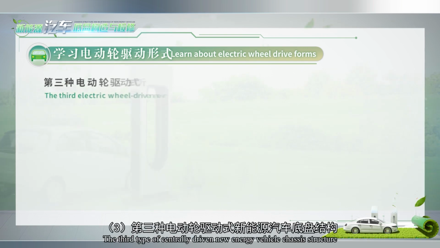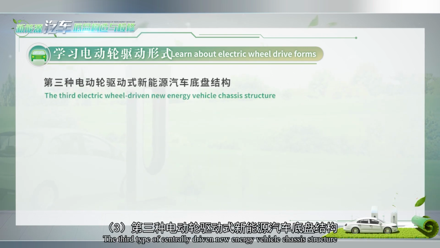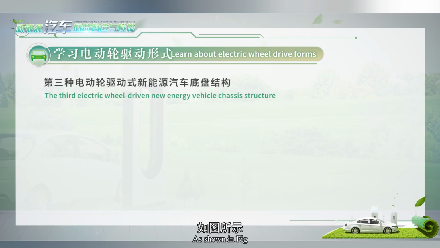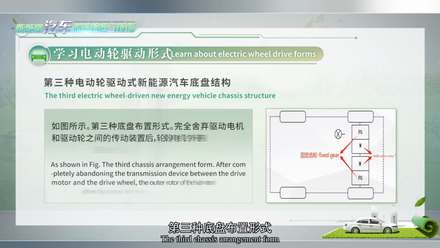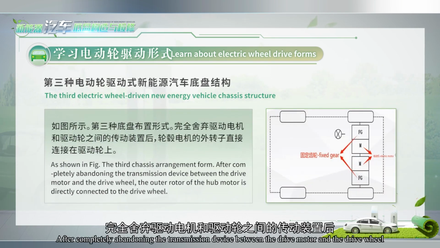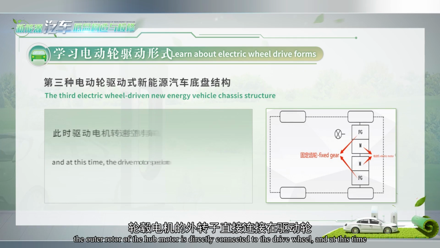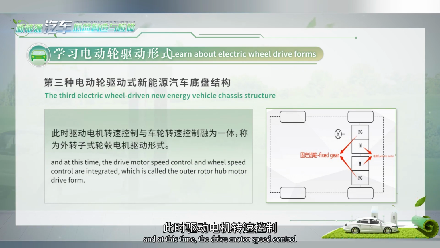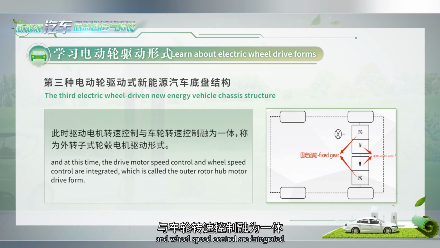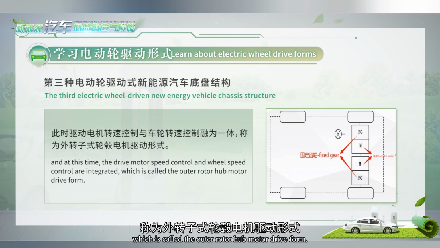3. Chassis structure of the third electric wheel drive type new energy vehicle. As shown in the figure, in the third chassis arrangement form, after completely abandoning the transmission device between the drive motor and the drive wheel, the outer rotor of the hub motor is directly connected to the drive wheel. At this time, the drive motor speed control and wheel speed control are integrated, which is called the outer rotor hub motor drive form.